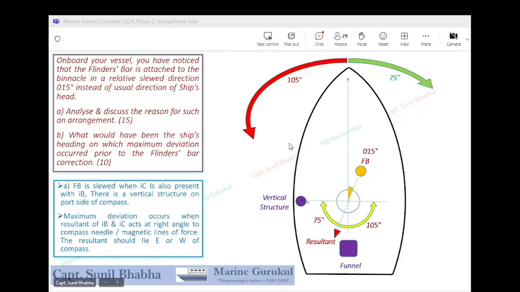Okay, all right. So basically you are saying that if this vertical structure is not exactly on the port beam, it is somewhere in between, let us say somewhere on the port bow, then in that case its effect will change. Yes, that is possible. This vertical structure can be anywhere, beta, and its effect will also change. That's also true.